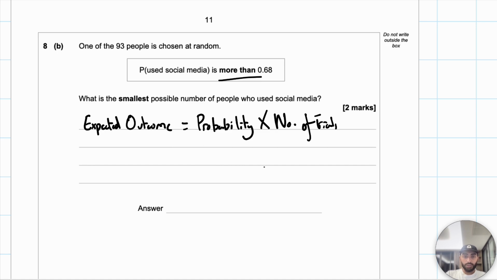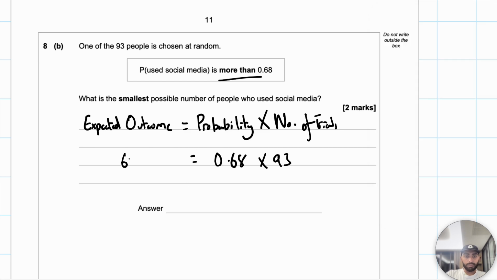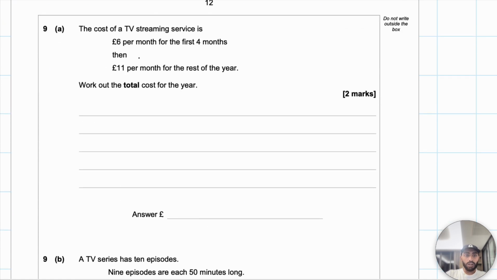There's 93 people that are chosen, so the number of trials is 93, and it's going to be more than 0.68, but we'll just use 0.68 for now. So the expected outcome is 0.68 multiplied by 93, which gives me 63.24. Because it tells me it's going to be more than 0.68, I need to round this one up, so the answer would be 64.